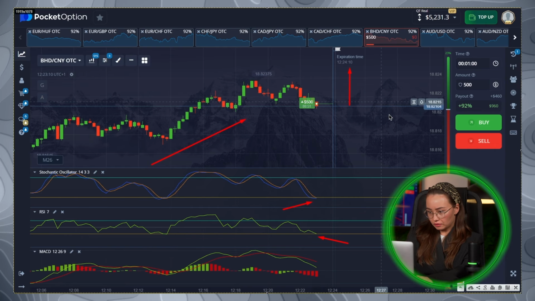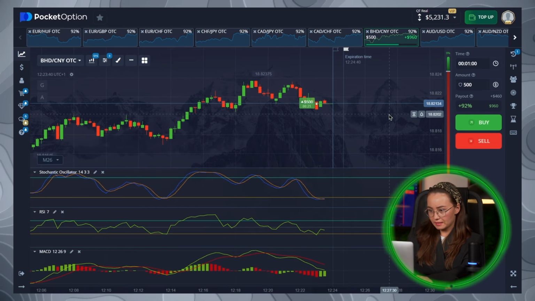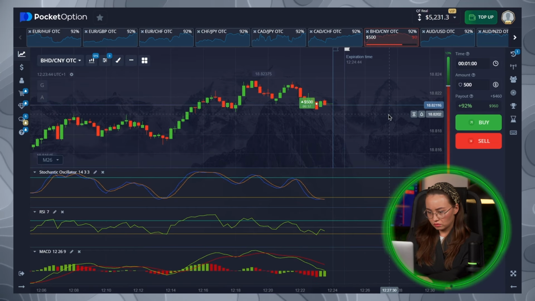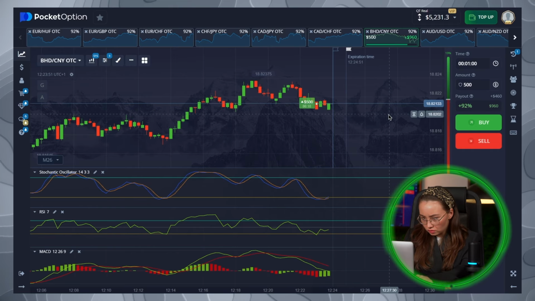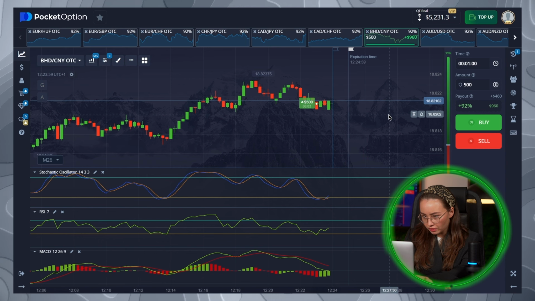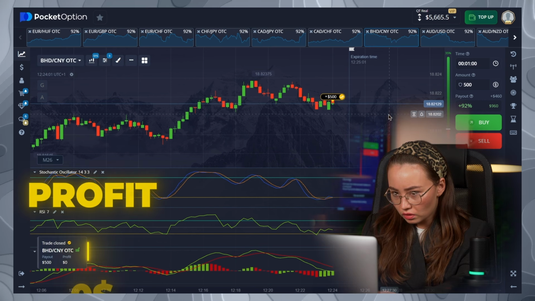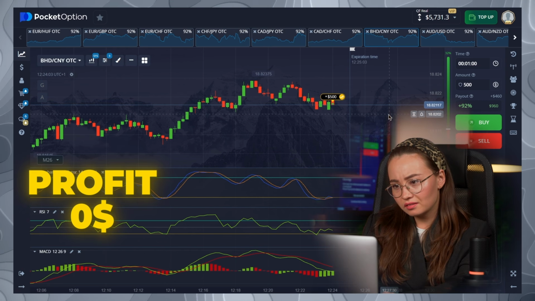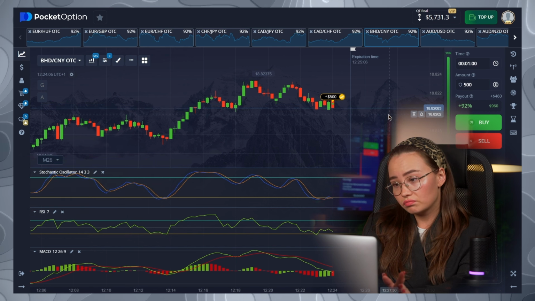Let's watch the chart. Alright, the price is in the flat now. Yeah, just go up. Come on. Yes, go up. 3, 2, a tie. Well, at least we didn't lose.